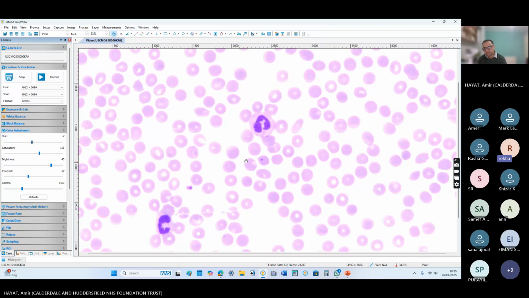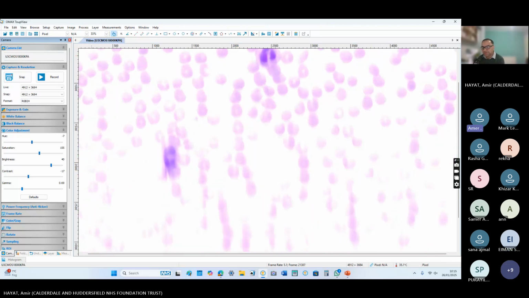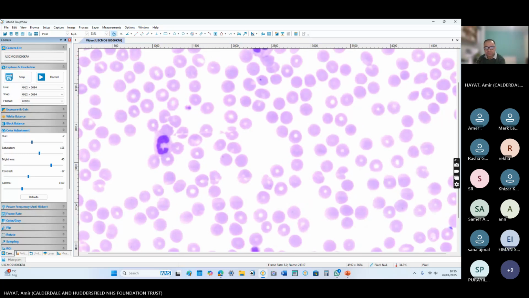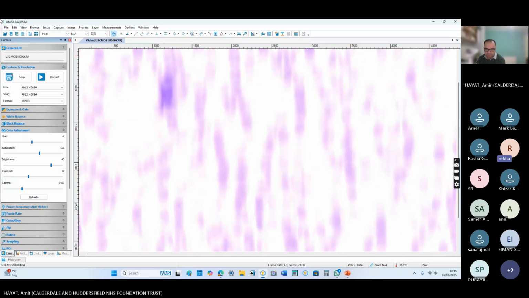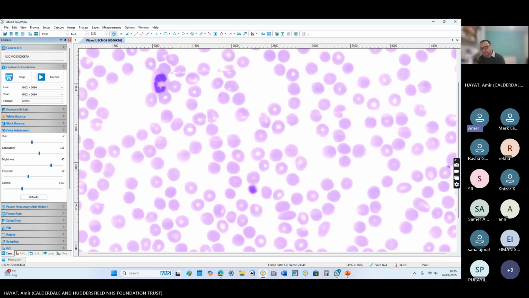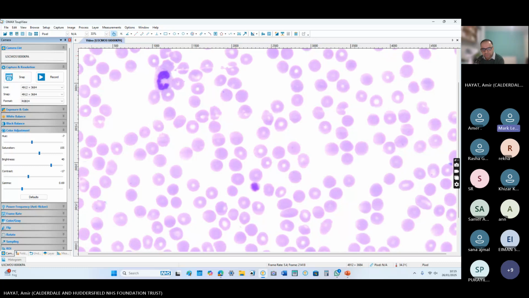You need to mention every finding in the blood film, otherwise you will lose marks. I mentioned that this patient has recurrent spontaneous bleeding. The platelets look larger. Possibly ITP.